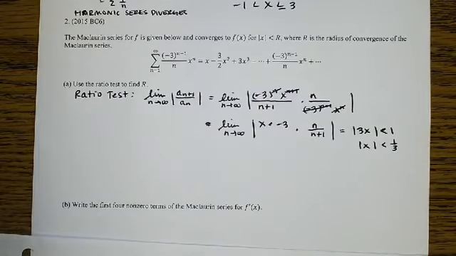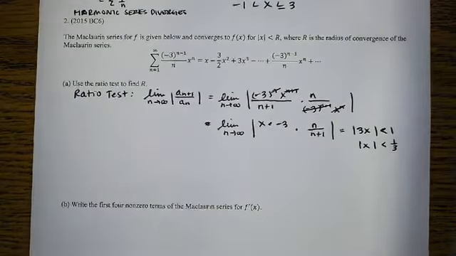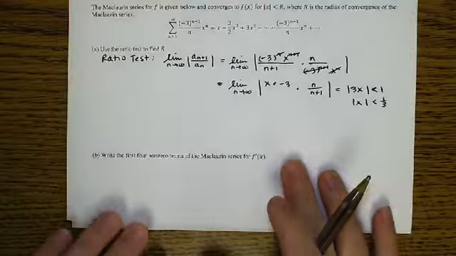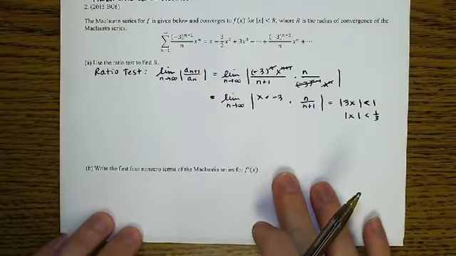Okay. Write the first 4 non-zero terms in the Maclaurin series for f prime of x. Oh, I would love to do that. Okay. That is the best kind of question for us. And I'm just having major problems here. Because what we're going to do is we're just going to take the derivative term by term.